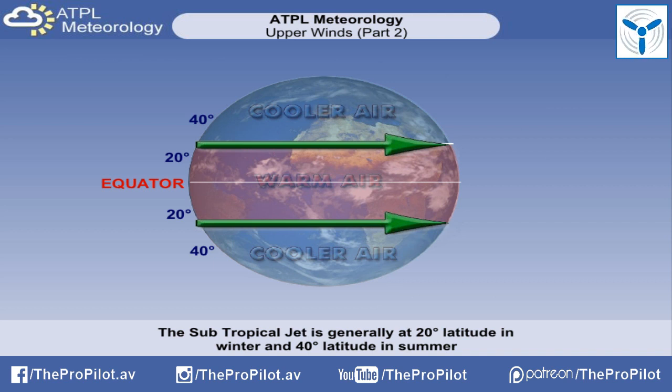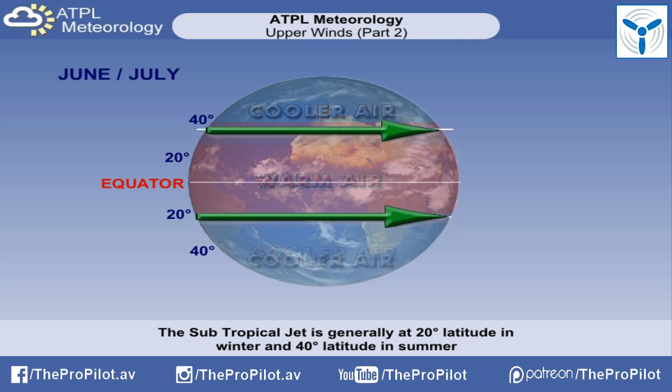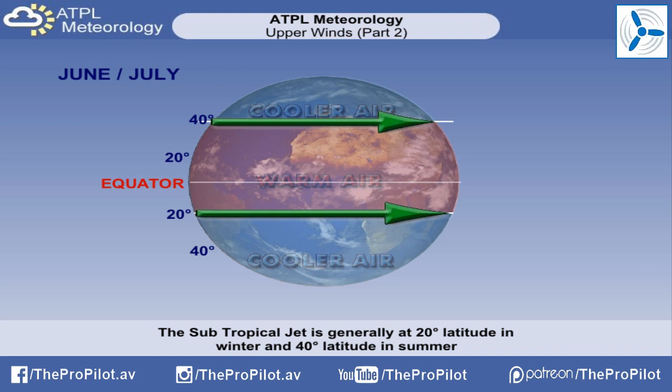On average, these jets are found between 20 and 40 degrees latitude. However, they move north and south with the seasons. If we consider the picture to be for March, let's look at the diagram to see what happens going into July. Notice that it's summer in the northern hemisphere and winter in the southern hemisphere. The jet stream in the northern hemisphere has moved north to approximately 40 degrees, whereas the jet stream in the southern hemisphere has moved to approximately 20 degrees.